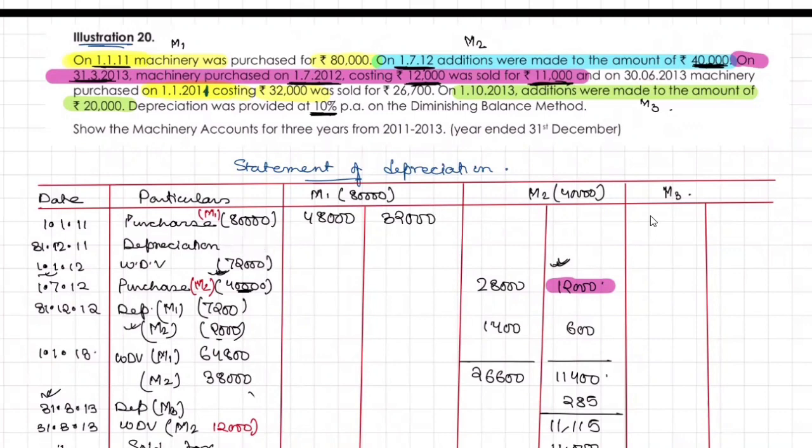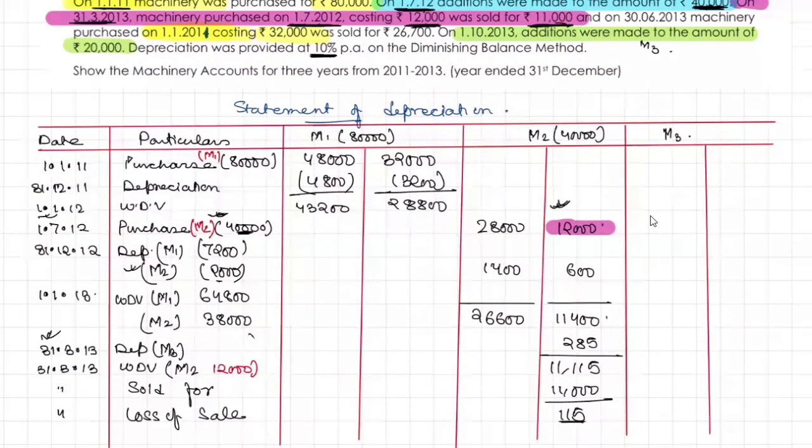Okay, now we'll do this as per the figures. So it will be 48,000, 10% will be 4,800. 4,800 and 32,000 will be 3,200. Let's see what WDV will be left. WDV left will be 43,200. Okay, and 28,800. Okay, now whatever purchase has been done, that will be written in M2, so not our part.